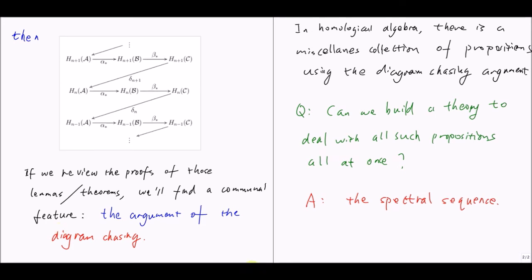Now suppose we have a proposition involving a huge diagram, and of course we have to do the diagram chasing in our original way. With the spectral sequence, we can simply plug this diagram into it, and the spectral sequence will do the diagram chasing for us.